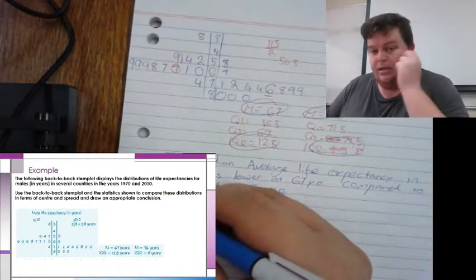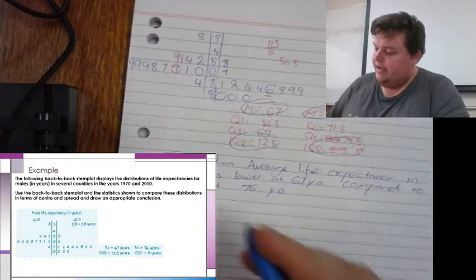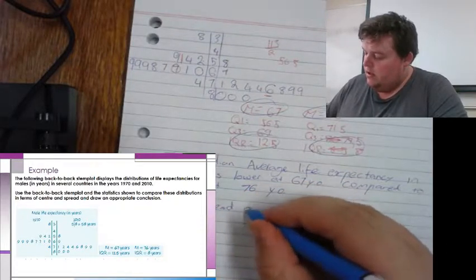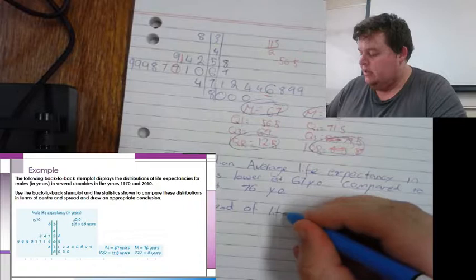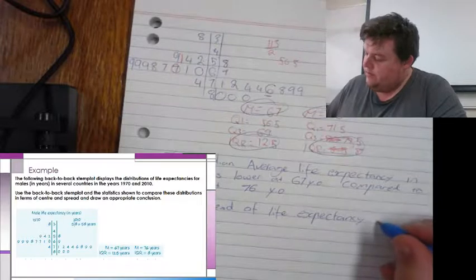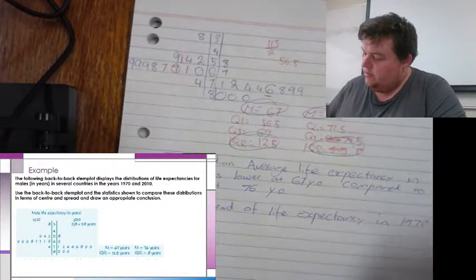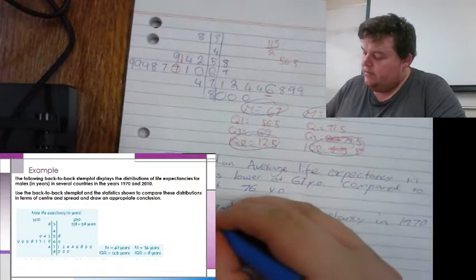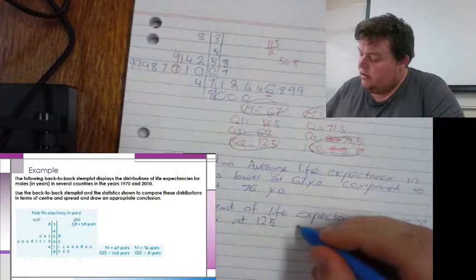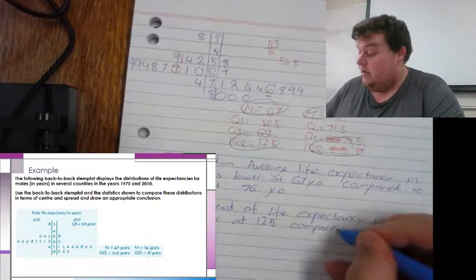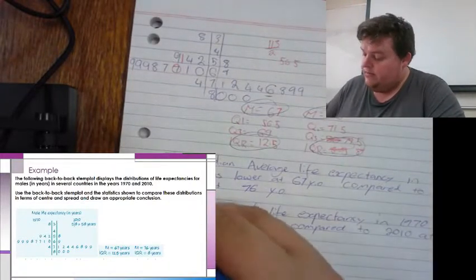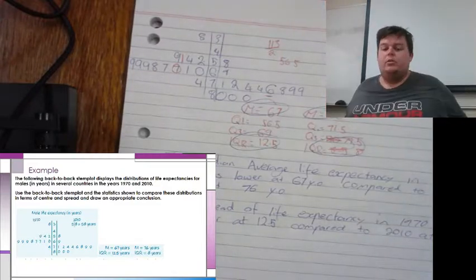My comment on spread is looking at the IQRs. So you would say the spread of life expectancy in 1970 was higher at 12.5 compared to 2010 at 8. And then you would do some sort of conclusion to draw from these two.